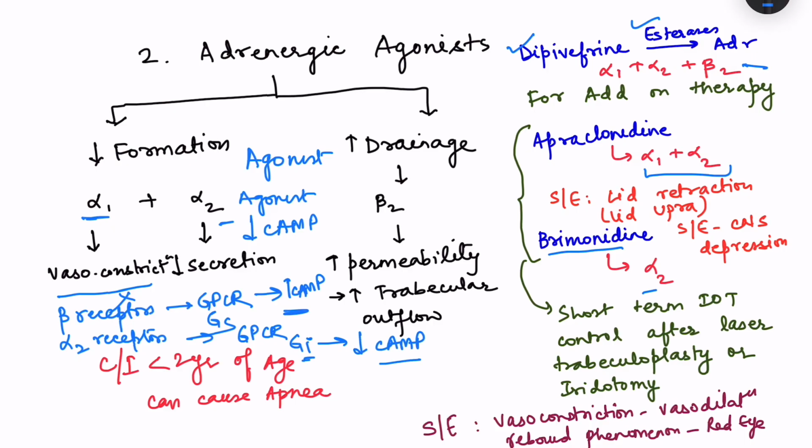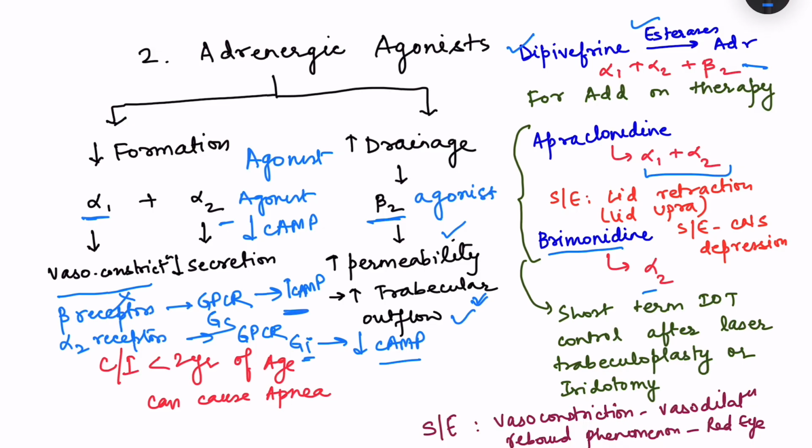So alpha 2 agonist will decrease cAMP, decrease the permeability of chloride channel and hence decrease secretion. On the other hand, these beta 2 receptors are also present on the trabecular meshwork. So if there is beta 2 agonist, this is agonist action. We have seen beta 2 blocker. This is agonist action. Some amount of increase in permeability can occur because of increased permeability of the trabecular meshwork, and hence there is increase in trabecular outflow.